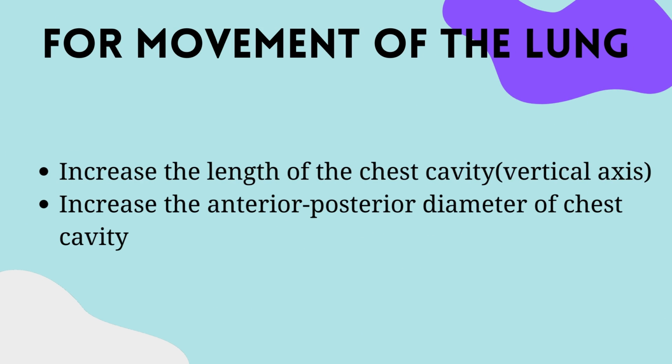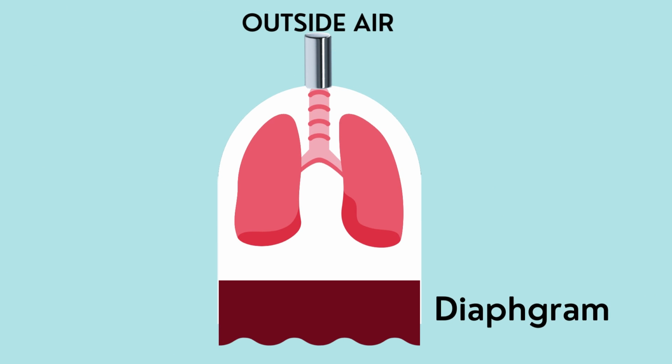Again, emphasizing the same fact, for movement of air into the lungs, you either need to increase the length of the chest cavity, that is along the vertical axis, or you need to increase the anterior posterior diameter of the chest cavity. By doing either of these, you're increasing or decreasing the pressure. When you play with the pressures is when the air will move inside or outside the lungs.